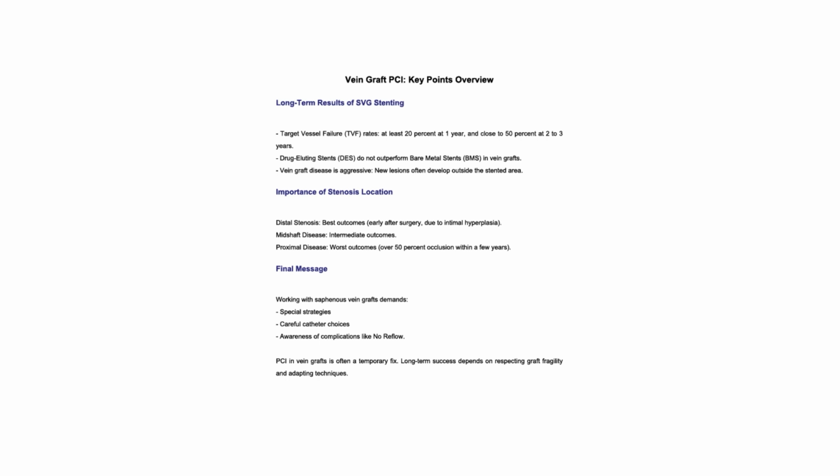So as we've seen today, working with SVGs in the cath lab demands special strategies, careful catheter choices, and an awareness of unique complications like no reflow. Despite our best technical efforts, the long-term challenges with vein grafts, from aggressive disease progression to high failure rates, remind us that PCI in these vessels is often just a temporary fix rather than a permanent cure. And by respecting the fragility of vein grafts, adapting our techniques, and thinking ahead, we can give our patients the best chance for good outcomes both inside and outside the cath lab.